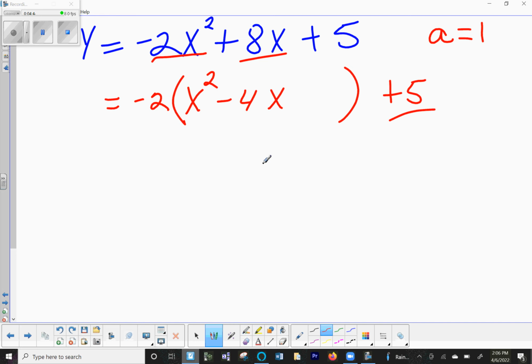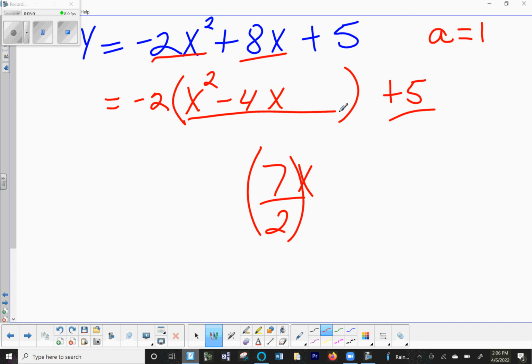Like if that was a 7x instead, and you tried to factor a 2 out, well, then you'd have a coefficient of 7 halves. And then you'd have to take half of that, and then square that, and then add that, and subtract. It's doable. I just want to make sure we get the basic concept down for now.